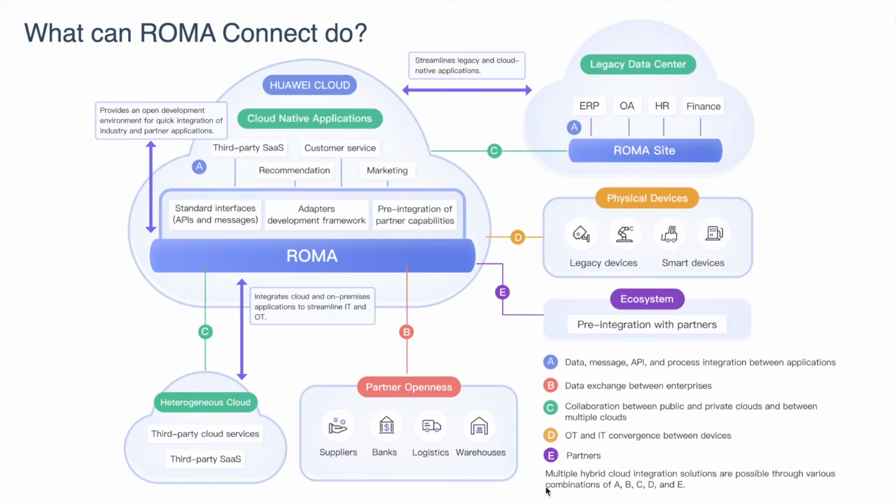And what can ROMA Connect do? In one sentence, ROMA Connect can help you integrate nearly everything you want. It can accelerate digital transformation. In ROMA Connect, it has a very important concept named ABCDE. A means application, B means business, C means cloud, D means device, and E means ecosystems.